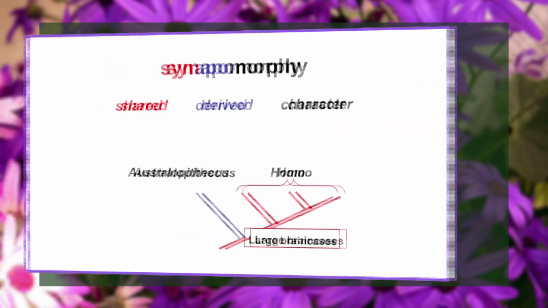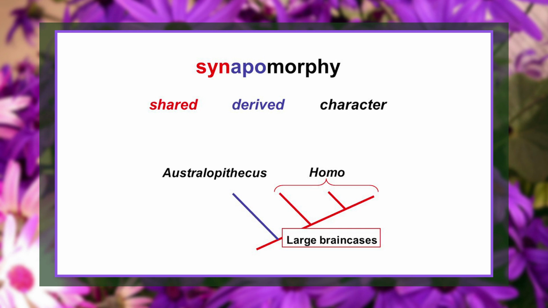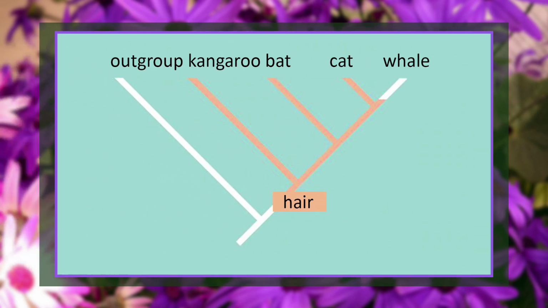If the character state is present in the immediate common ancestor but not in the earlier ancestor, that is, the character state is a derived one, the situation is known as synapomorphy. If the character state is present in the immediate common ancestor as well as in the earlier ancestor, that is, an original character state, the situation is known as symplesiomorphy.